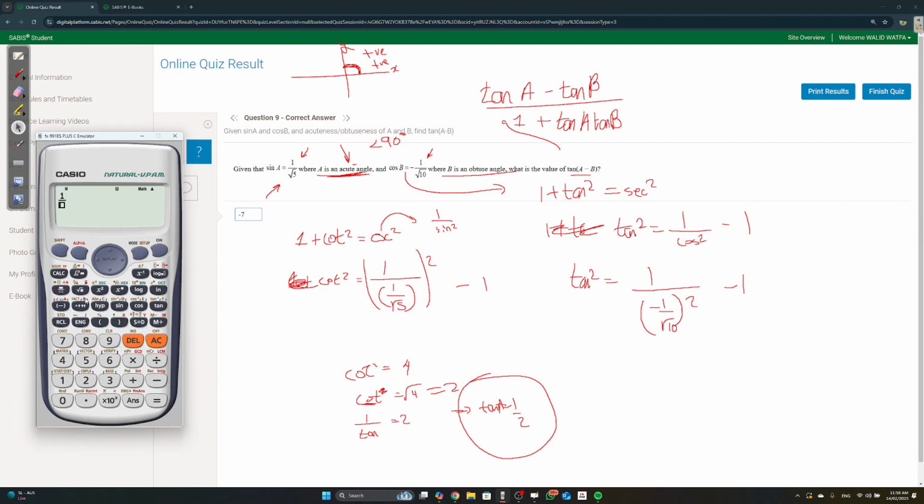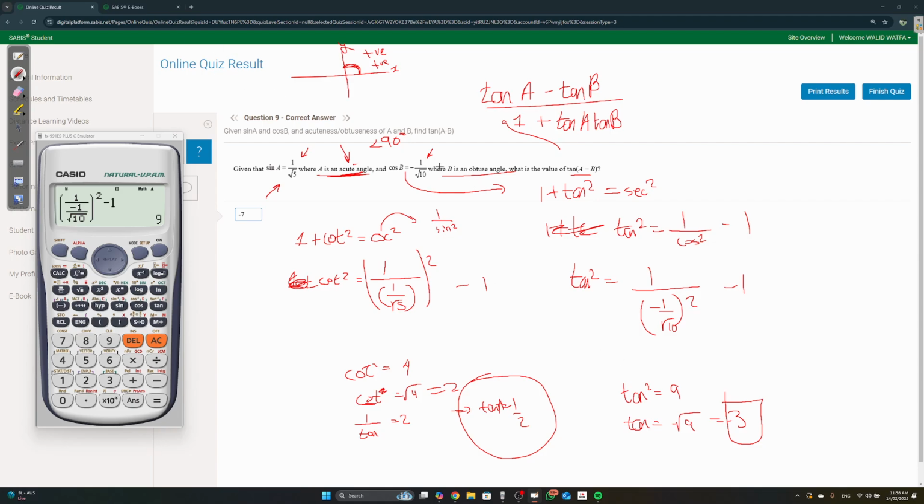Go 1 over fraction, and I put it in brackets: negative 1 over root 10, all of this squared, and then minus 1. Okay, so you get tan squared is equal to 9. So tan is going to be equal to negative root 9, which is negative 3.